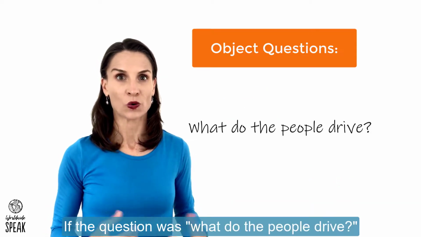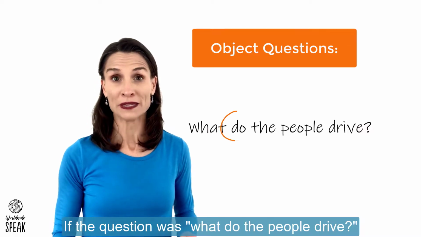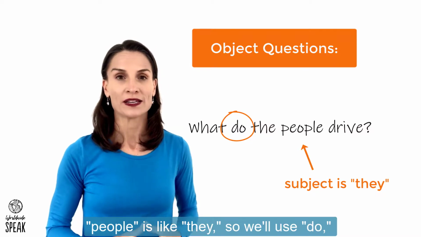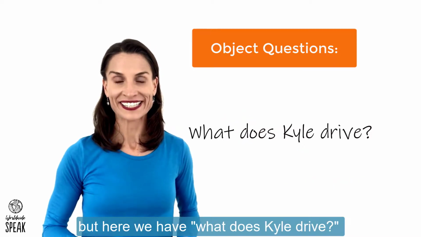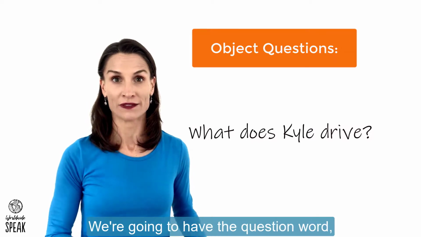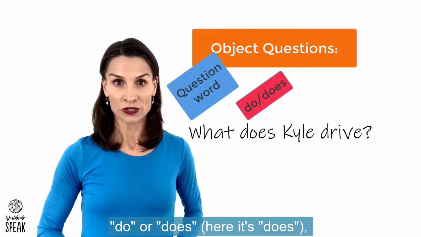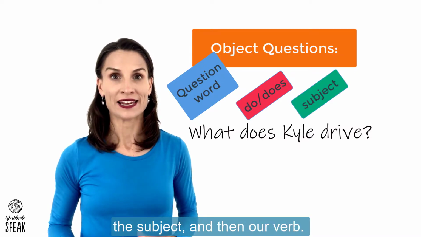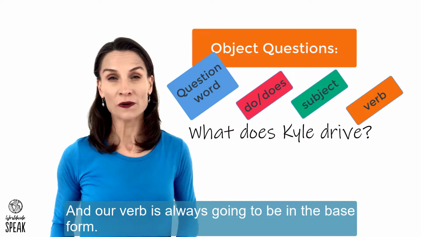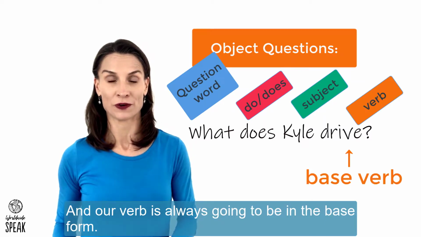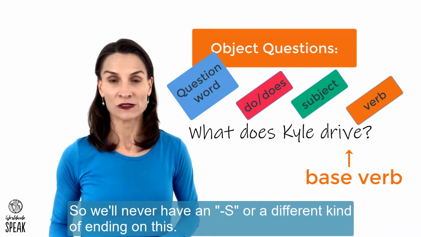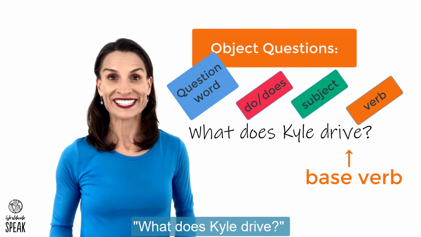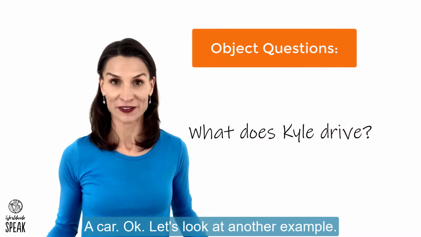If the question was, what do the people drive? People is like they, so we'll use do. But here we have, what does Kyle drive? So we're going to have the question word, do or does. Here is does. The subject, and then our verb. And the verb is always going to be in the base form. So we'll never have an S or a different kind of ending on this. It's just going to be in the base form. What does Kyle drive? A car.